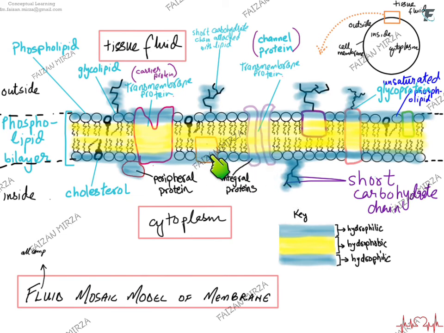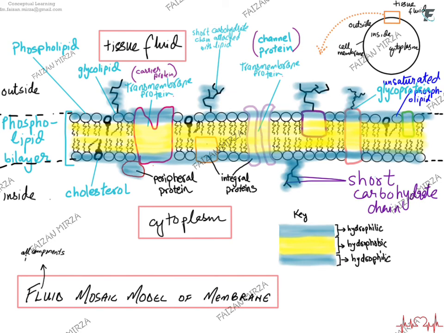So the membrane proteins are composed, again, of both kinds of monomers, in which you have amino acids having non-polar R groups. They are present here, and the amino acids with polar R groups are present on the surface of the protein where it is exposed to the cytoplasm or to the tissue fluid.